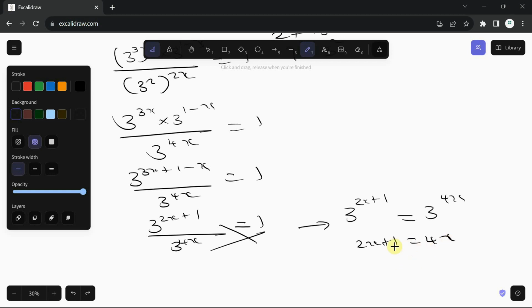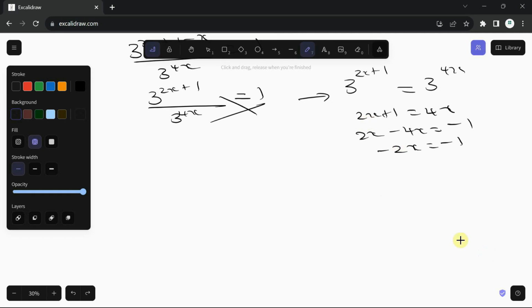Right, let me take like terms. So that would be 2x minus 4x is equal to minus 1, since the plus 1 converts to minus 1. 2x minus 4x is minus 2x is equal to minus 1. Right, and I can divide both sides by minus 2 to make x stand alone. Minus will cancel minus, so our x is equal to 1 over 2, and that's option B.